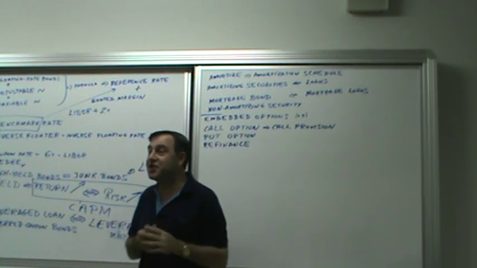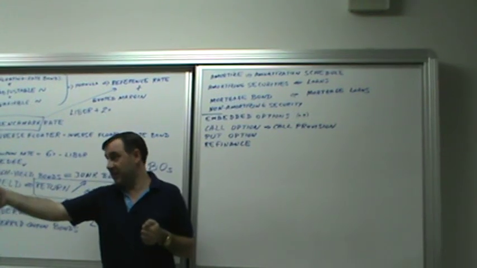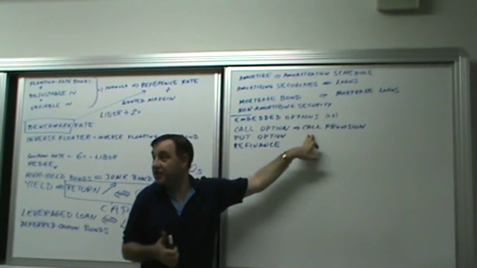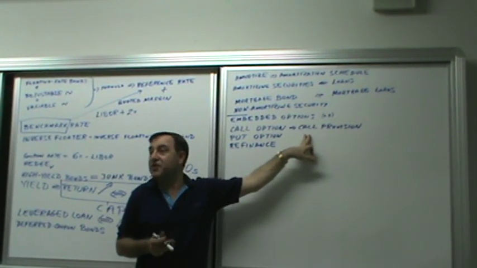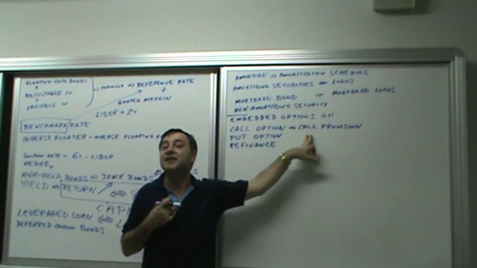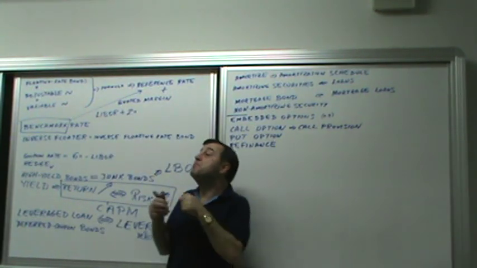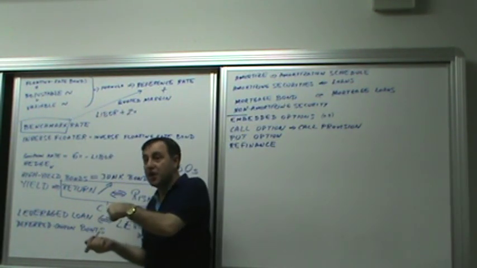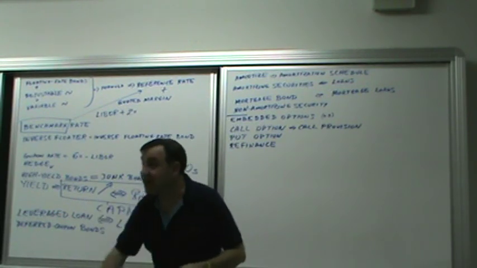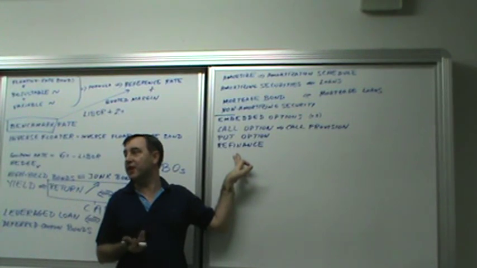Well, the key question is, can you pay back the bond early? And that's what the call provision is. Call provision allows the issuer to pay back the bond early, before it matures. Usually because it can find a cheaper way to refinance itself, okay?